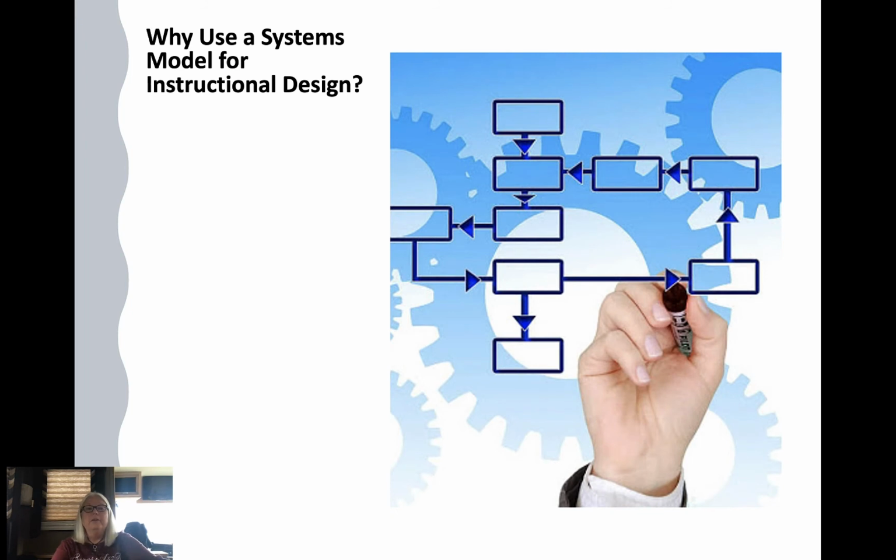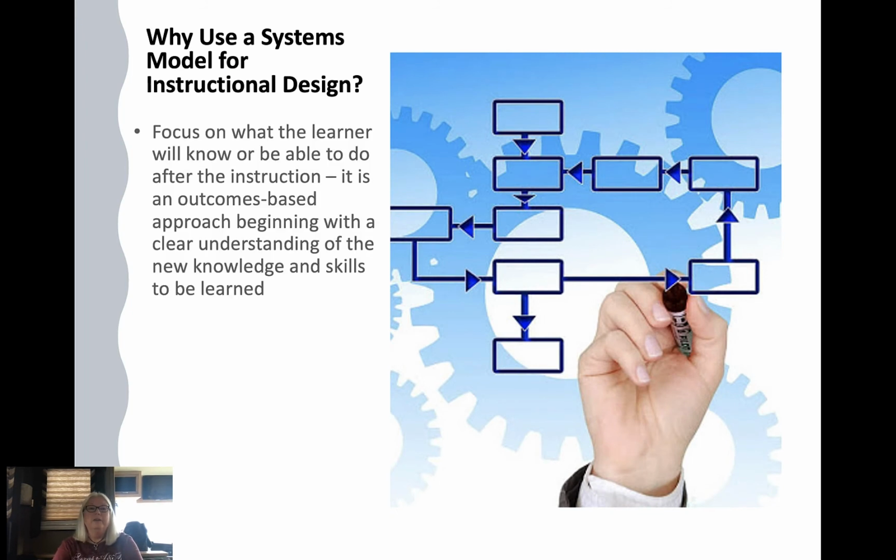So why are we using a systems model for instructional design? Mainly because it focuses on what the learner will be able to do after the instruction. It's outcomes based. So we're focusing specifically on the behaviors that someone will be able to do as a result of the instruction. And without this focus, it would be really difficult to plan and implement the instruction.